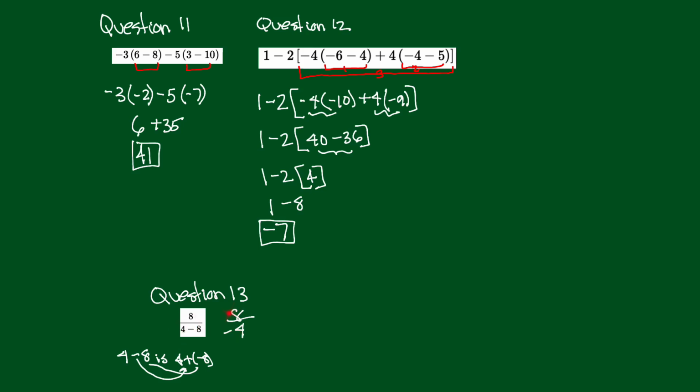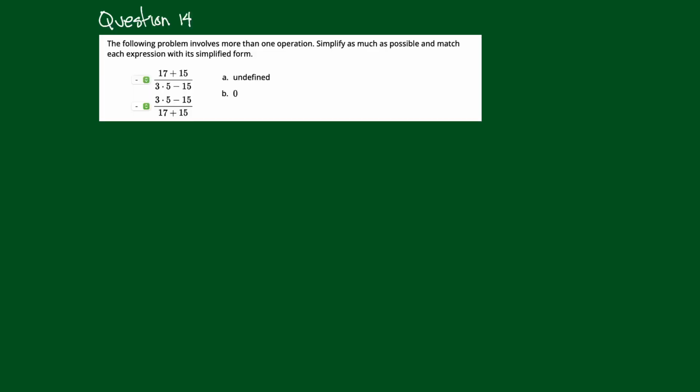Now, positive number divided by negative number is negative. So I'm going to get -8 divided by 4 is 2. So -2.